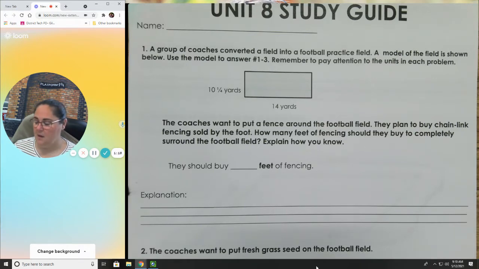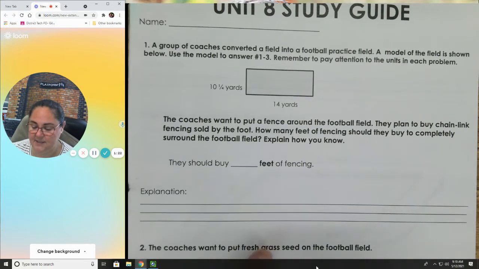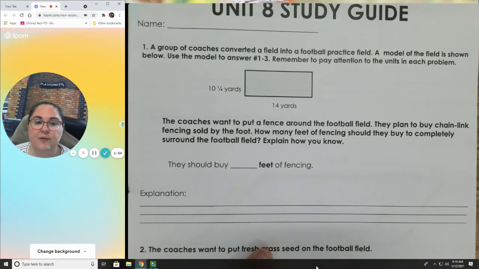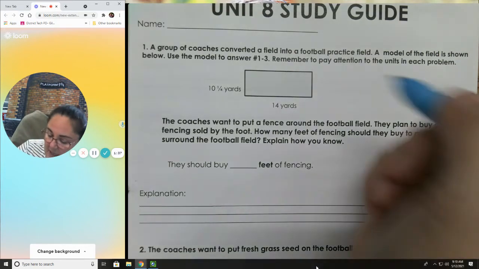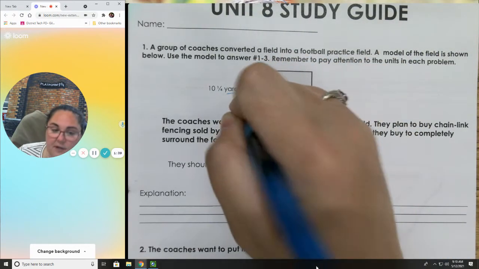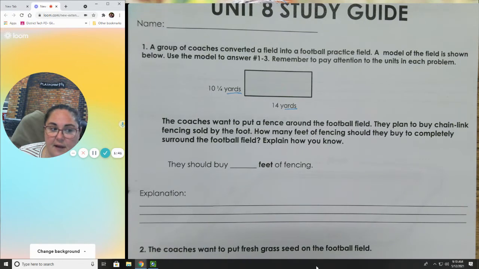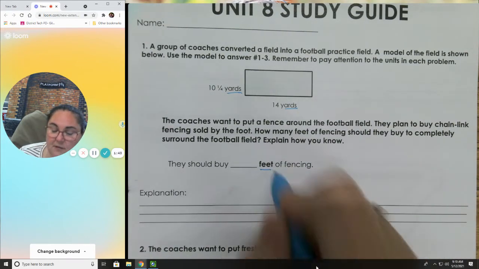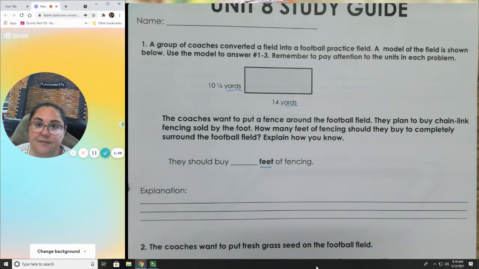Okay? So let's start with number 1. Number 1 says a group of coaches converted a field into a football practice field. A model of the field is shown below. Use the model to answer questions 1 through 3. Remember to pay attention to the units in each problem. So the first thing I noticed is this says yards, and then this question is feet. So I already know that I'm going to have to do some conversions.